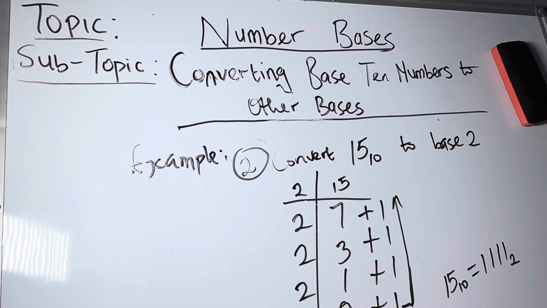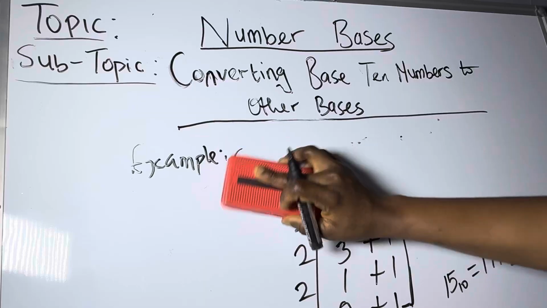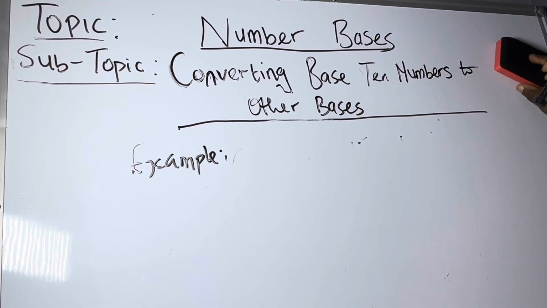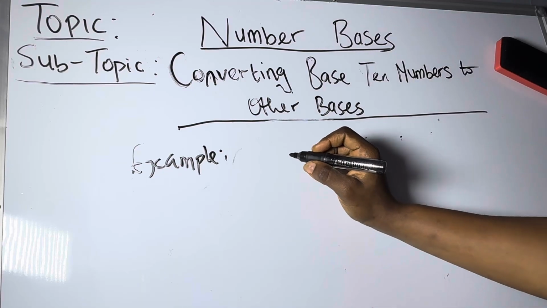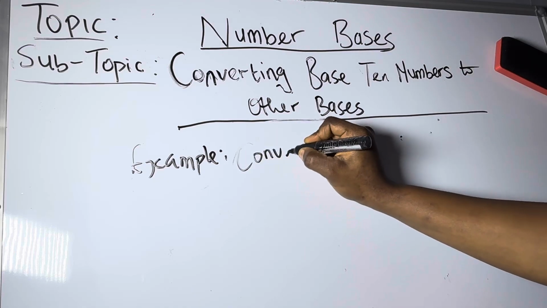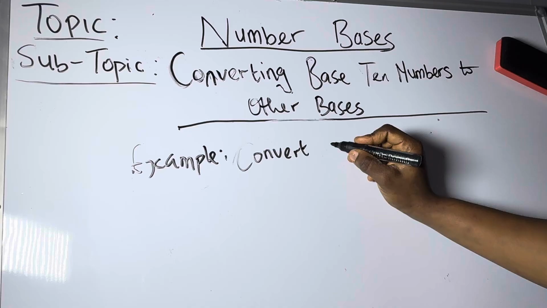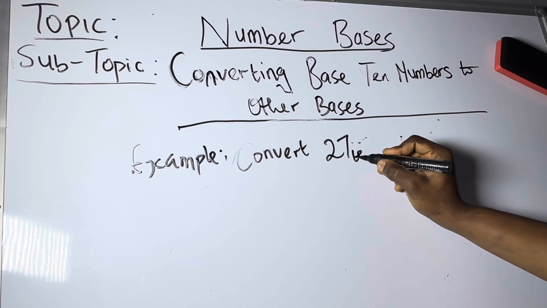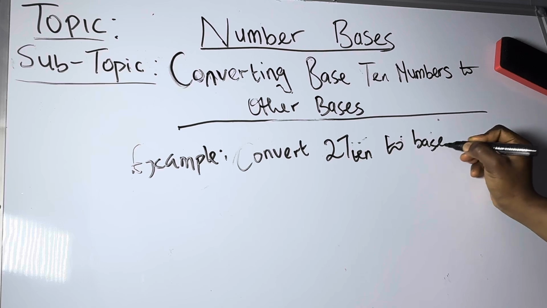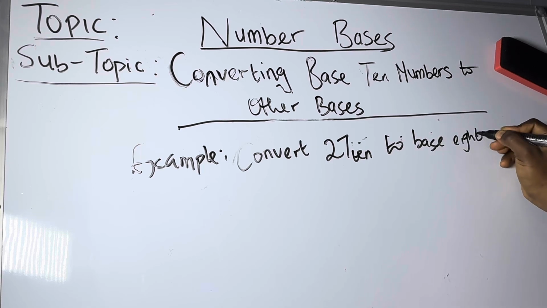Now let's look at another example. Example 3. We are converting 27 in base 10 to base 8.